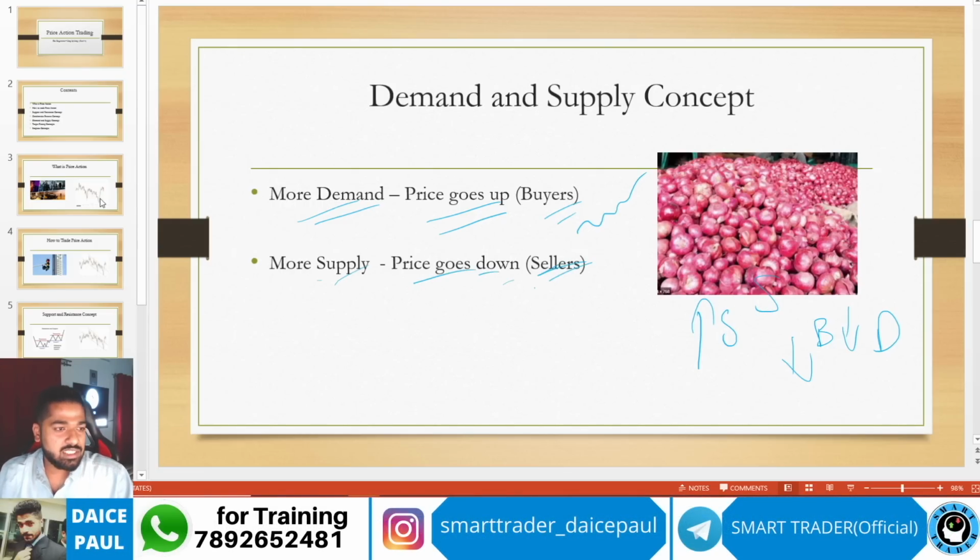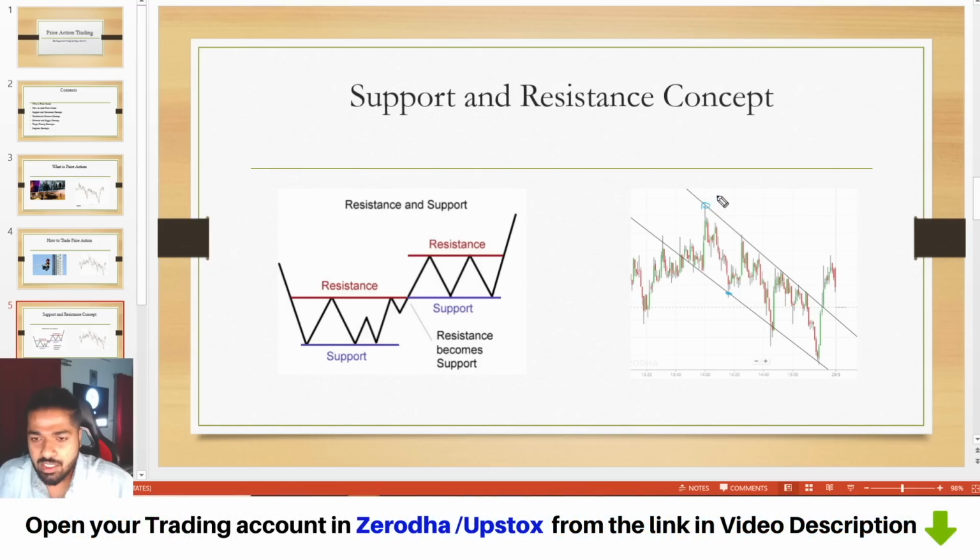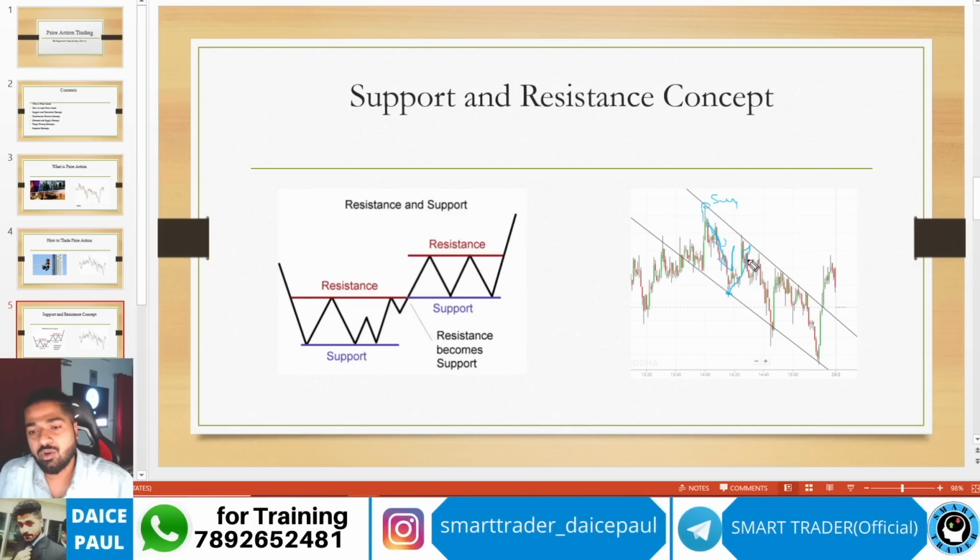So if I connect this to my support and resistance, I would say at this area the supply is so much, the sellers are more, there are no buyers. Gradually the price started falling, and later at this stage the demand increased, the buyers increased, and the prices are going up. Your supply is less. So demand and supply will help the stock to go up and down, the prices to increase or decrease.